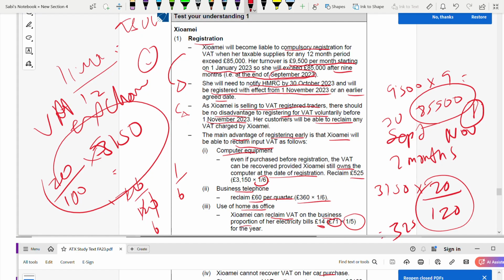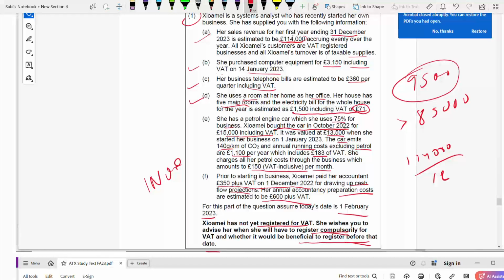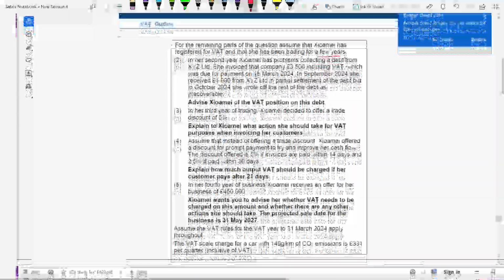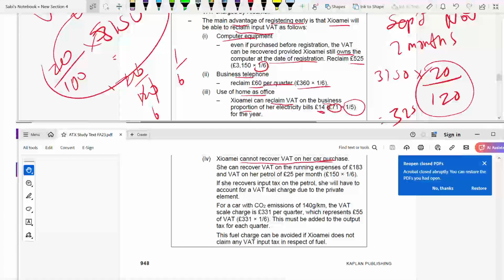Next, car purchase. For car purchase, you can't reclaim the VAT. This you should know by now. We have gone through the slides. So you cannot recover VAT on the car purchase. But you can recover VAT on the running expense. And she recovers input tax on petrol also. If she recovers input tax on petrol, she will have to account for VAT fuel charge due to the private element.